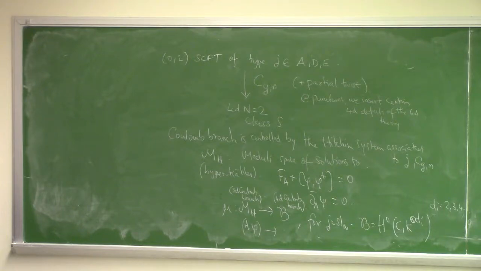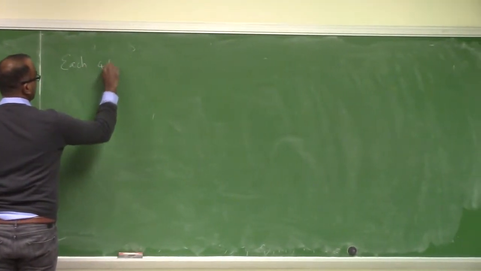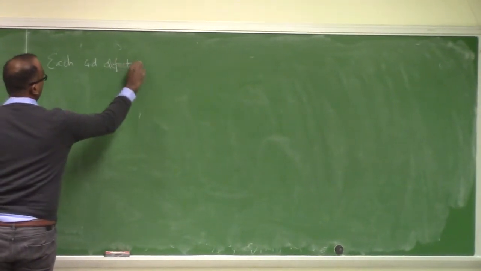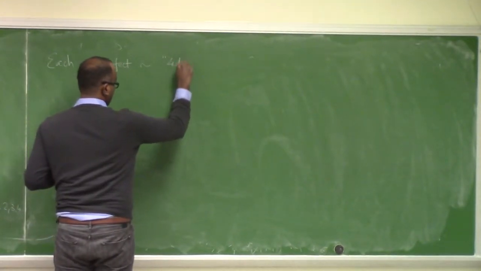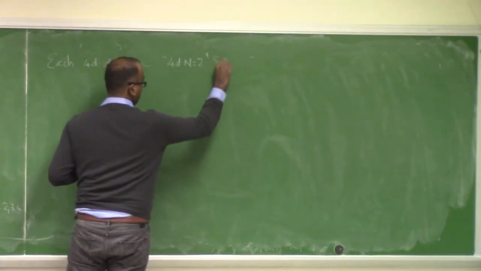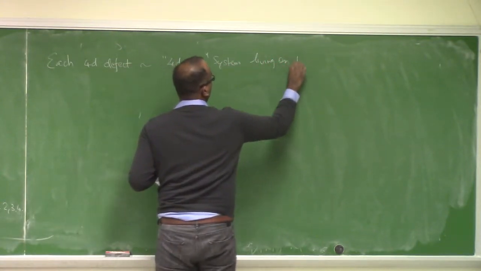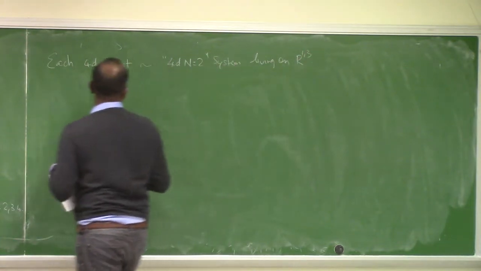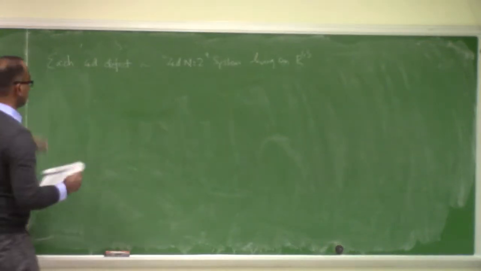So the punctures are the locations where I'm inserting certain 4-dimensional defects of the 6D theory. Each 4D defect is a kind of 4D N=2 system living on its own volume. It's not quite a field theory by itself, but it's some kind of 4D N=2 system.